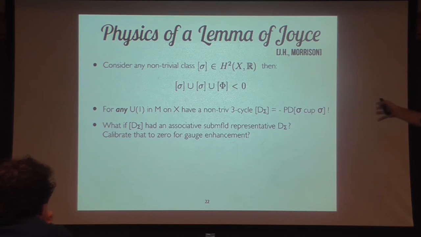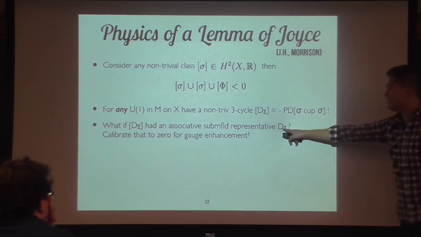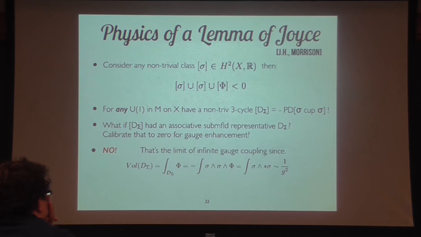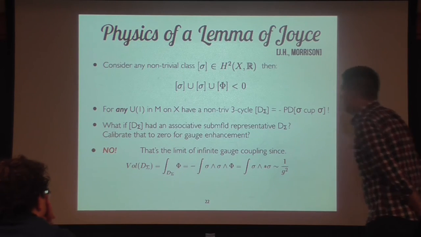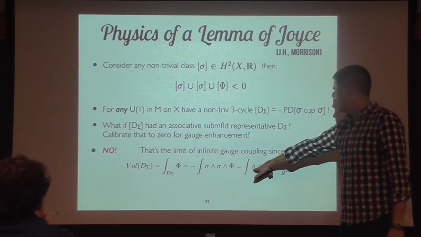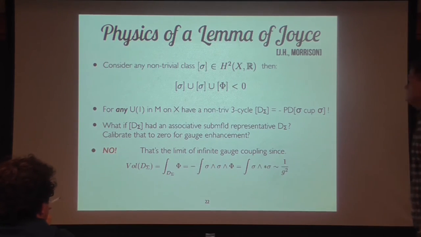And we want to ask, what if there was an associative submanifold representative of D sigma? Is this class interesting physically? And could you calibrate that to 0 for gauge enhancement? And the answer is no. So that's the limit of infinite gauge coupling. So when you reduce the 11D supergravity action and study, even in the case of a single U1, what is the contribution of the G2 space to the 4D effective gauge coupling, it goes like sigma wedge star sigma.